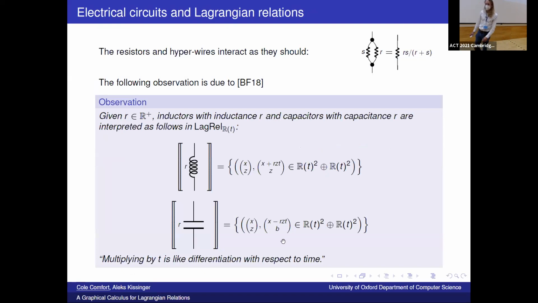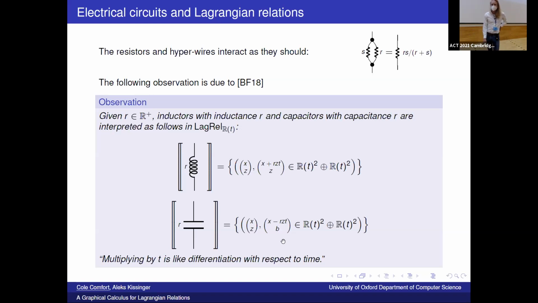Resistors and these hyperwires interact as they should, as physicists have studied in the past. So you have this well-known law where if you take a wire and split it in two, and then you have two resistors, and then you merge them together again, then the resistances multiply and you divide by their sum. So this is all well known. That's nothing new so far.